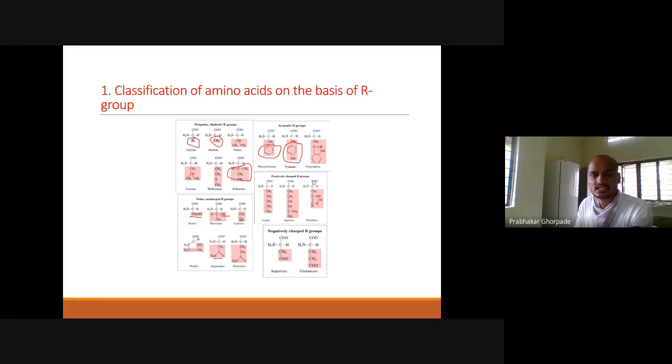Next, positively charged amino acids include lysine. So we can see here COOH, C, CH2, CH2, CH2, CH2, and at the end we have a plus NH3 group, right? Plus NH3 group means that it has a positive charge on it. Next we have arginine. Arginine also has a positive charge, with two amino groups. Histidine, we can see the NH group is there, and because of this it is categorized as a positively charged amino acid, right?